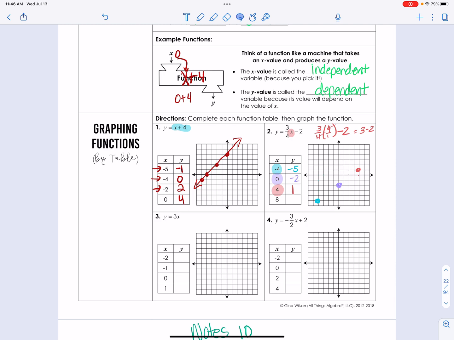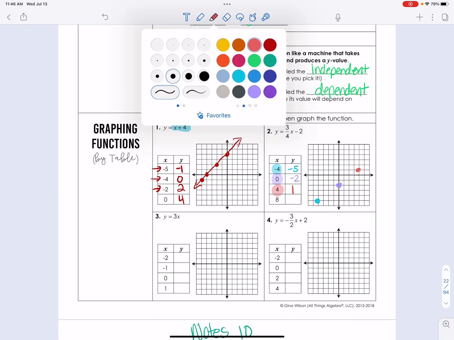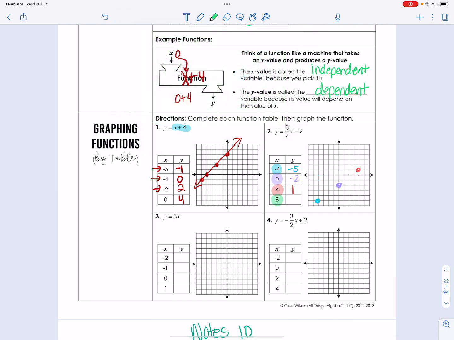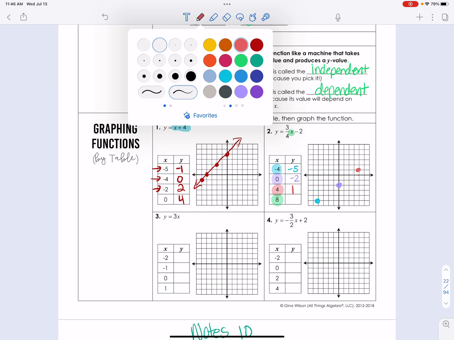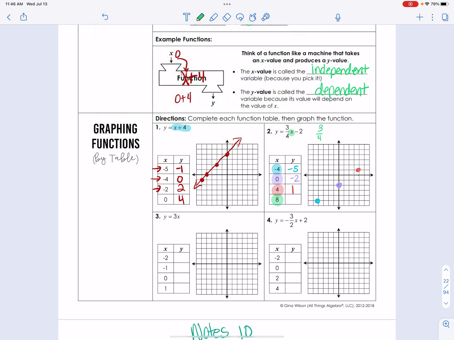Okay, and the reason why I wanted to work this all the way through is that this is going to happen on some of these problems. So then the last one is you're putting in 8. So I'm putting in 8 for x. So I get 3/4 times 8 minus 2. So 3/4 times 8, well, that's 24/4. So isn't that 6? 6 minus 2 is 4.